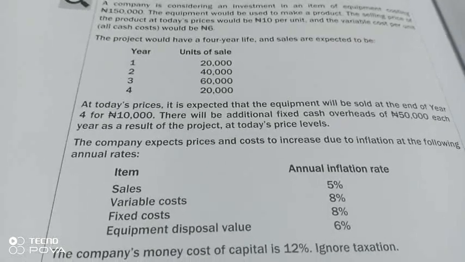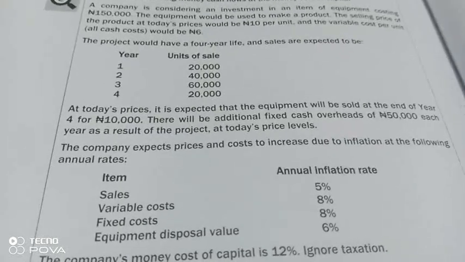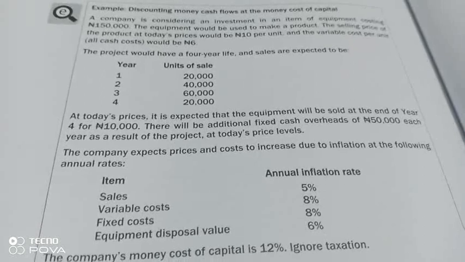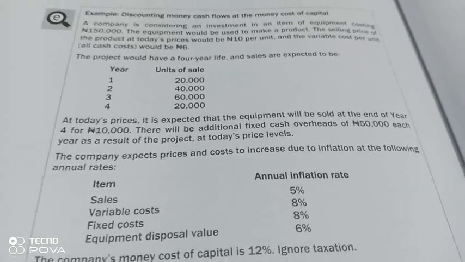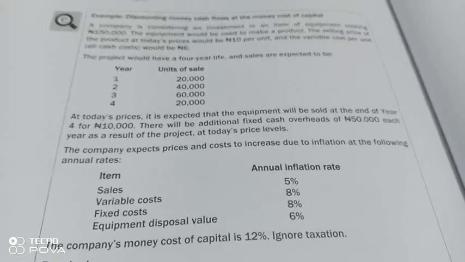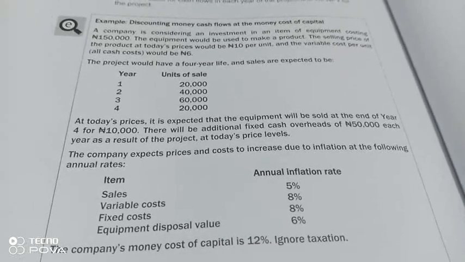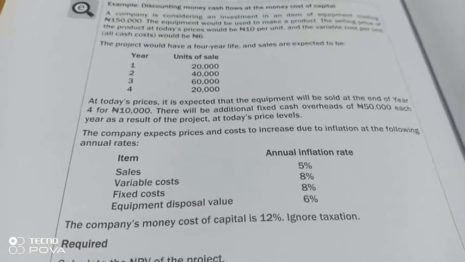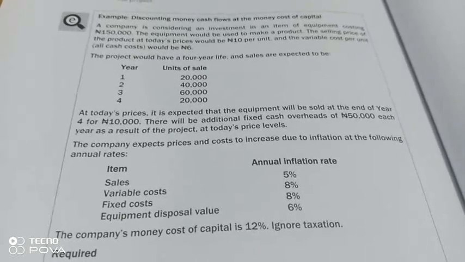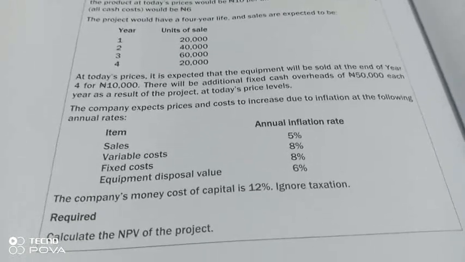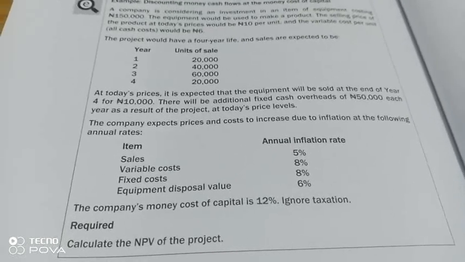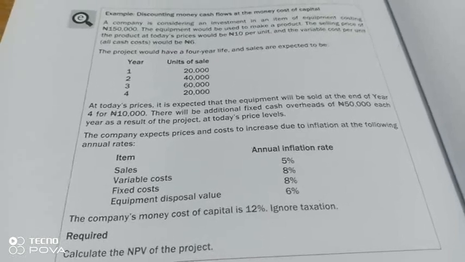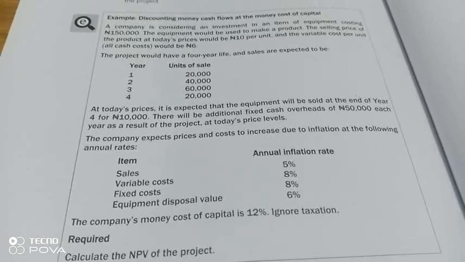It is expected that the equipment will be sold at the end of year 4 for how much? 10,000 naira. There will be additional cash overhead of how much? 50,000 naira each year as a result of the project. At today's price. Technically now, all the cash flows in the question are real cash flows. Now, the company expects price and cost to increase due to inflation at the following annual rates. Are we together, please?